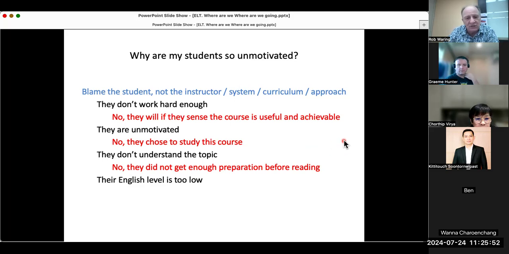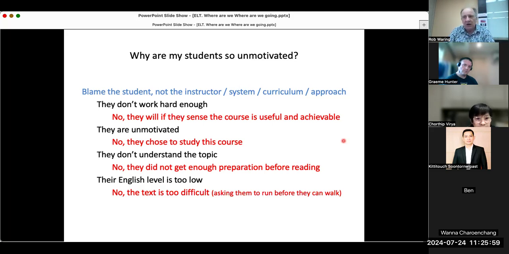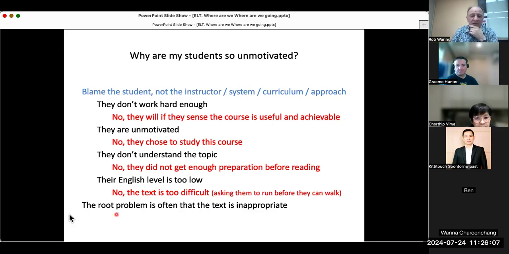Or the English level's too low. Oh, my students, their English level's too low. No, the reading text is too high. So we're asking them to run before they can actually walk. So instead of asking this question, we need to look at this and say, well, maybe the texts that we're using are inappropriate. The coursebook's too high, it's not the right level. We need to stream students to the right level.